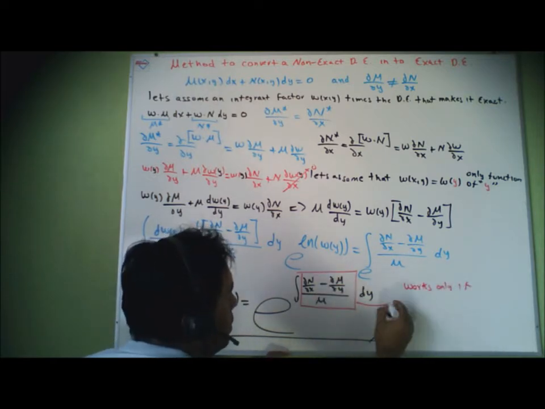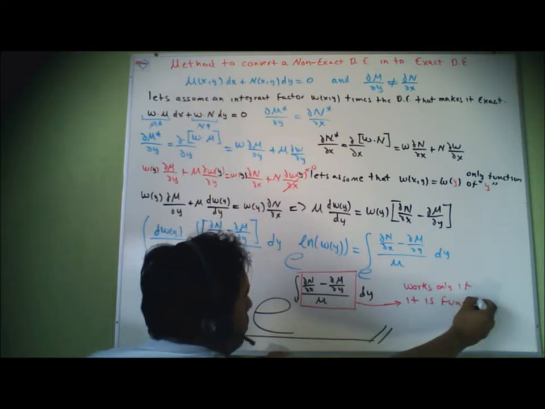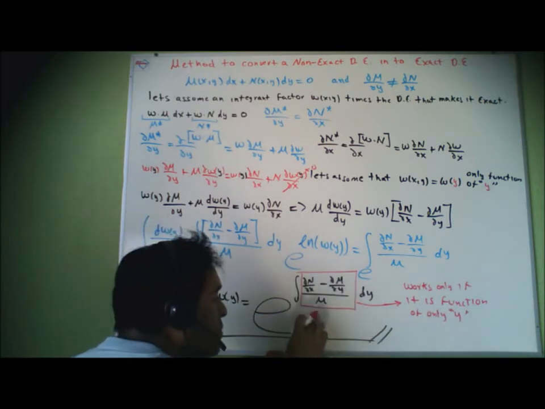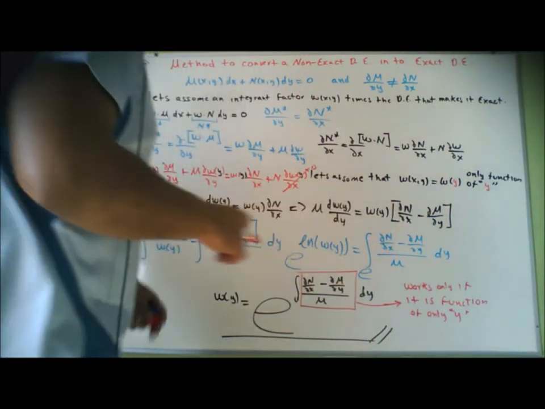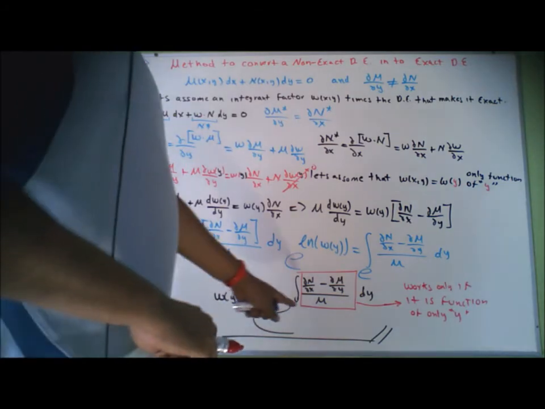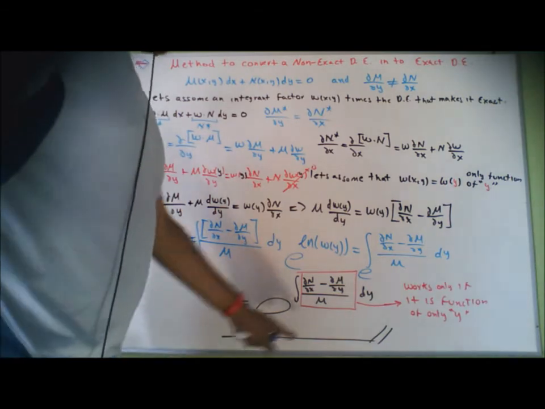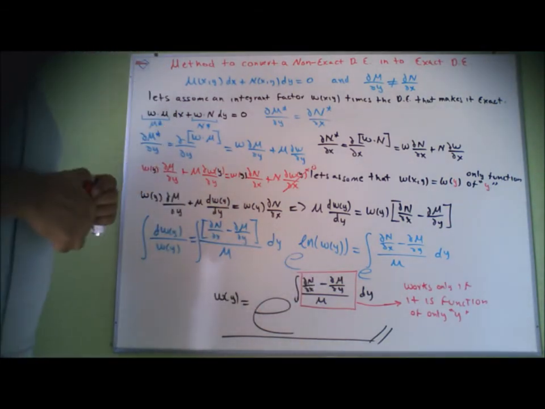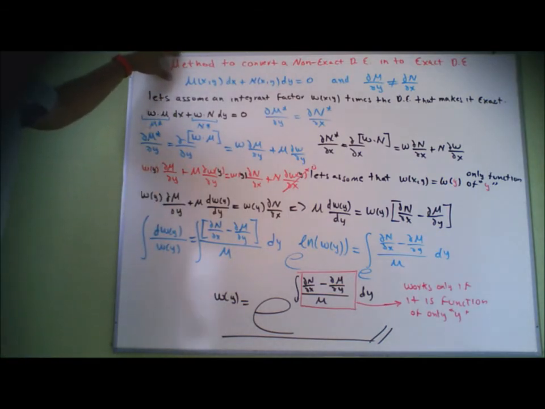is a function of only y. If this doesn't happen to be only a function of y, then you cannot use this formula, and you will try the other formula. This should be only a function of y because that is the assumption we made here. So it is expected that this is only a function of y. With this other formula, you can try to make this non-exact differential equation into an exact differential equation.